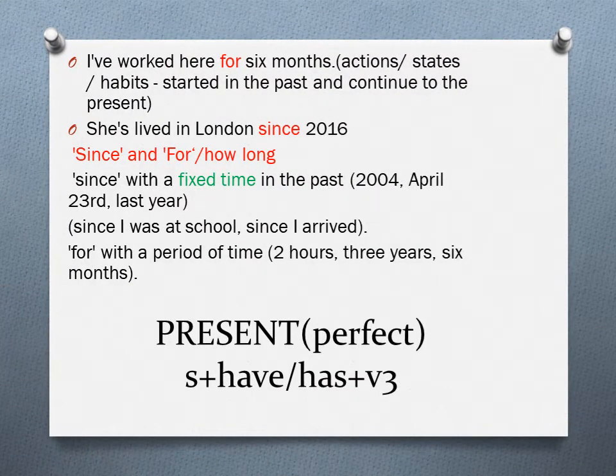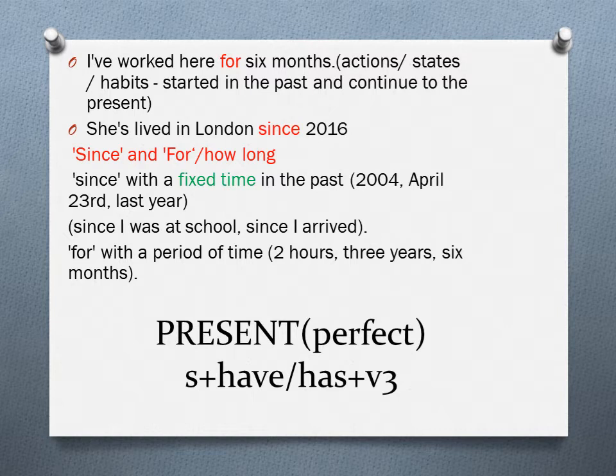Now we have come to the third platform of present time. It is very simple, but here, students, we have to focus on the use of for and since. Let us go through the examples. First one, I have worked here for 6 months. It was an action started in the past, but the same action continues to the present. There we used for.